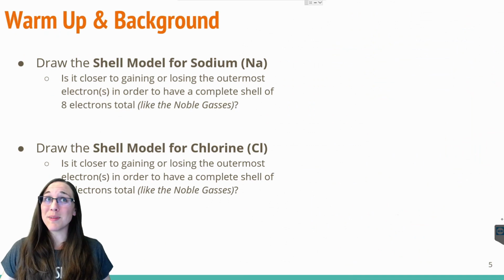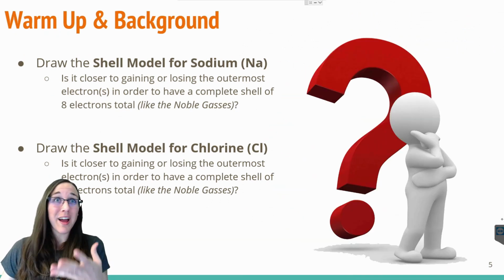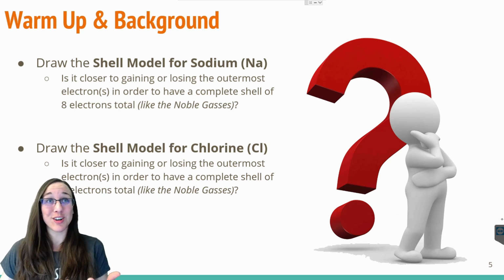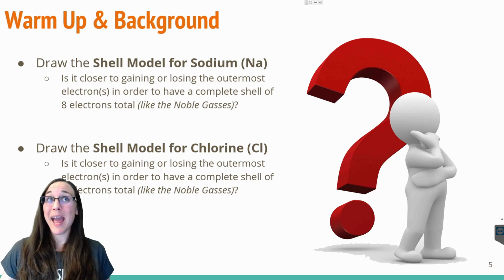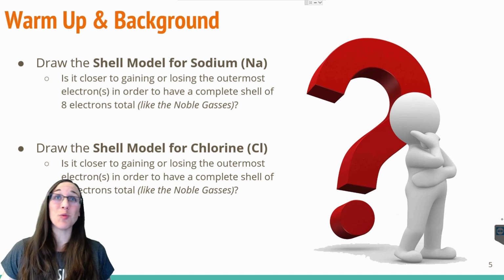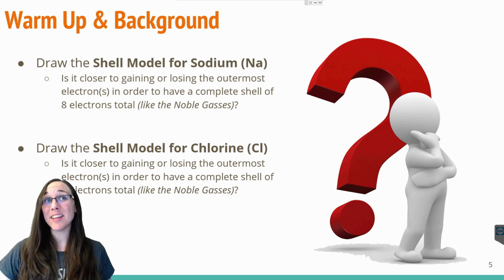But before we can jump into that, we need to review some shell models in order to fully understand what an ionic bond is and why it occurs. Blast from the past, let's draw some shell models, one for sodium and one for chlorine. Sodium has 11 electrons and chlorine has 17.